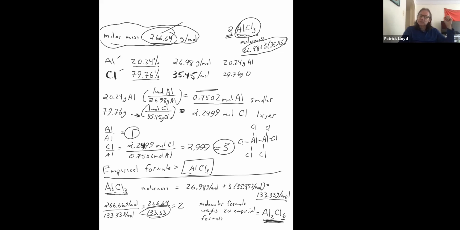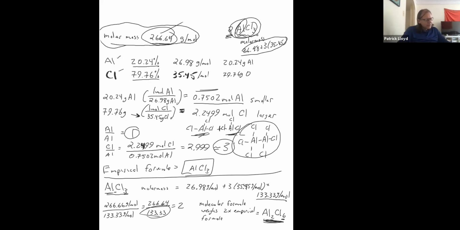There's 2 aluminums in there and 6 chlorines, okay? That's fundamentally different than this. That would be this. 2 of these. Two separate objects is not the same as 1 large object. Okay. And there you go.